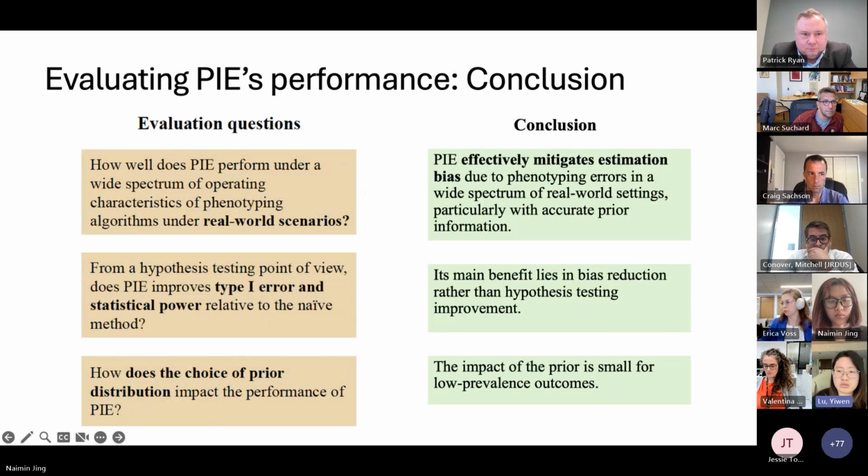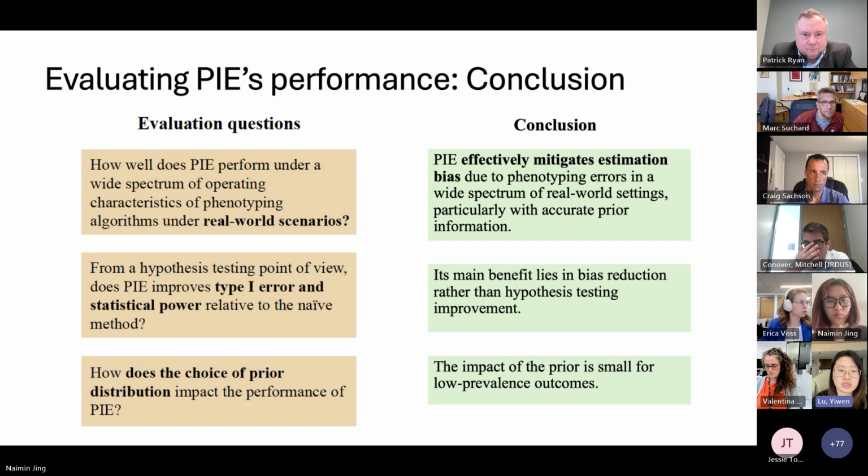Yeah, so this paper basically answers 3 questions. First, how well does pi perform under a wide spectrum of operating characteristics in real-world scenarios? And we found that it effectively mitigates the estimation bias due to phenotyping error.